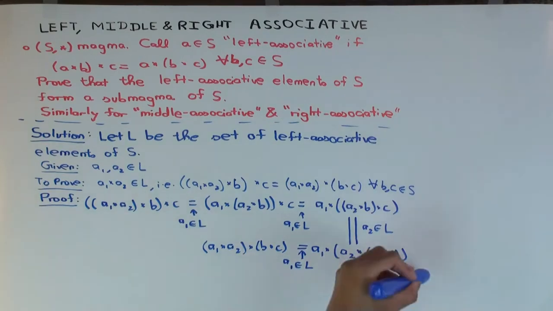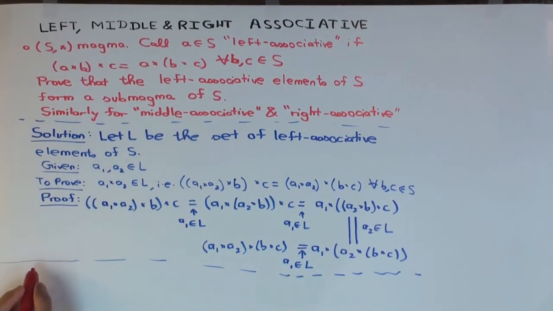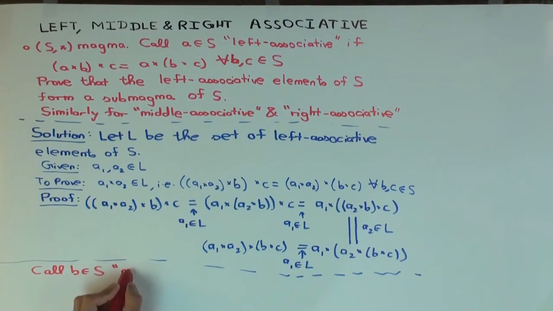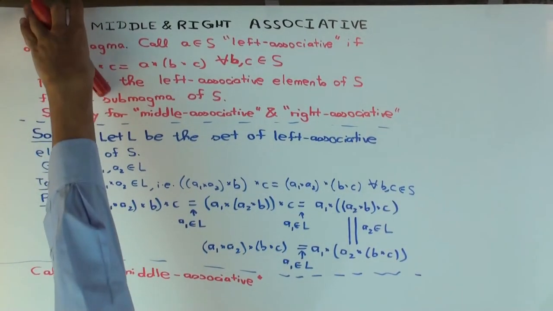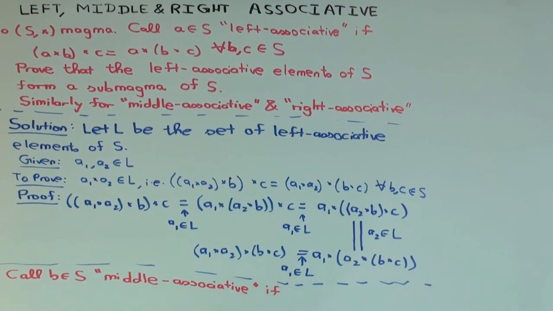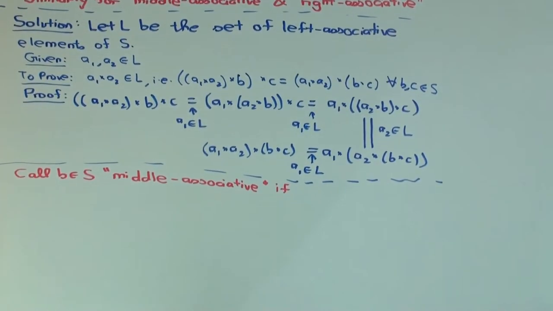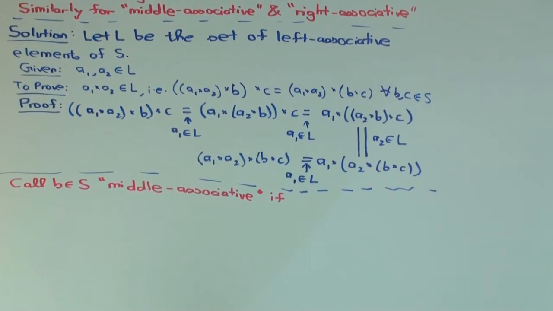Let me close the solution here. What do you think should be the definition of middle associative? Left associative meant that when you put it in the left of the expression, whatever you put in for the other two, the expression associates. What do you think middle associative should mean? I'm just asking what the natural definition should be. There are only three elements in there, so it's the same condition. I'll just write it down.